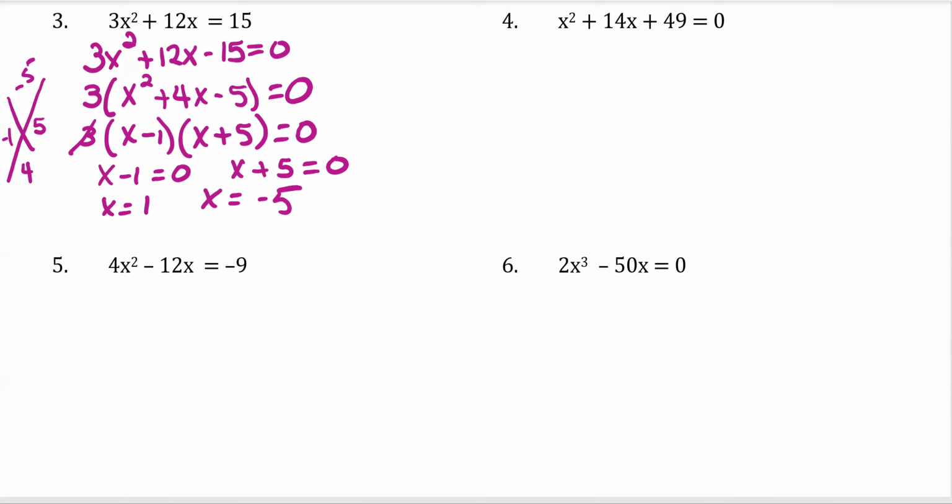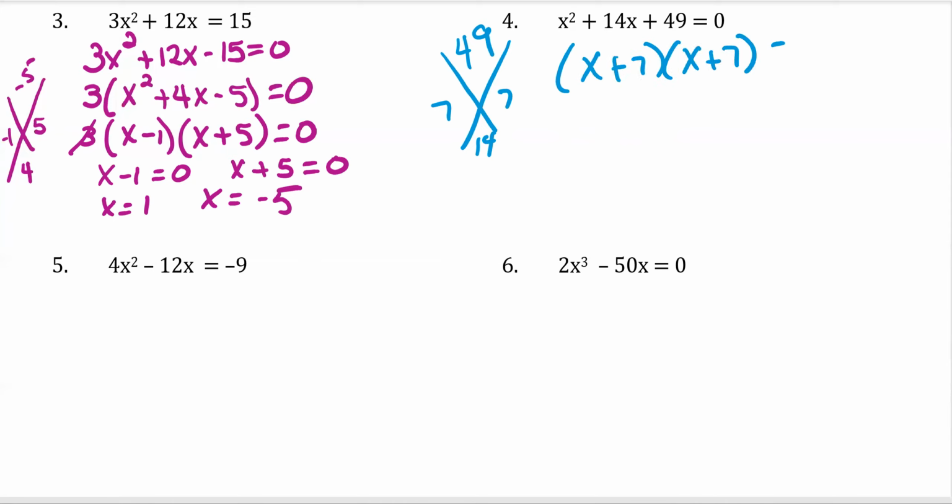Number 4, it's already set equal to 0. We need the factors of 49 that add to 14. 7 and 7. So x is equal to -7.